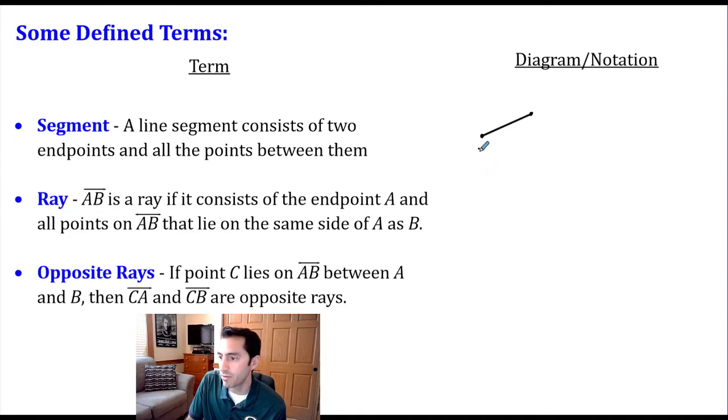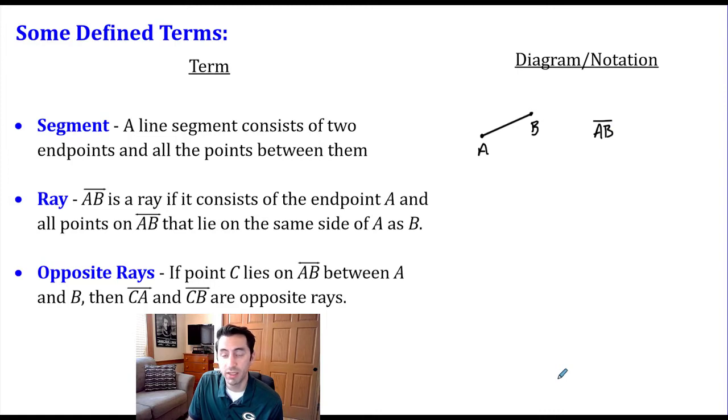We have some points, so let's name these. We'll say this is A, and this is B. And now the way that we notate a segment is based on the 2 endpoints. So this is segment AB. And to notate that this is a segment, we put a little dash over the top. No arrows here because it doesn't go on forever. It stops at A and it stops at B.